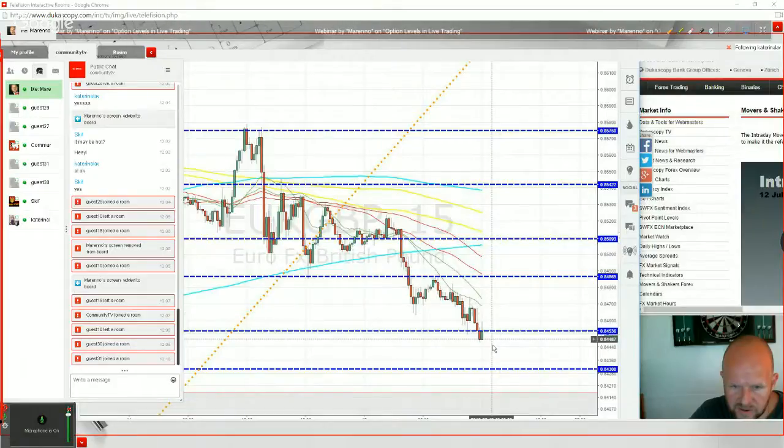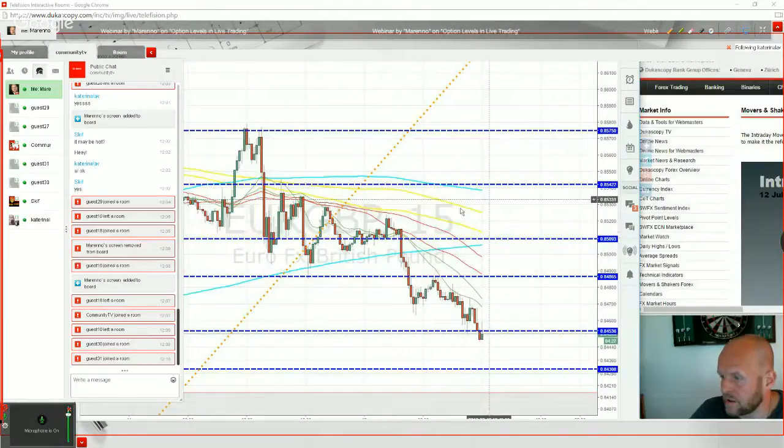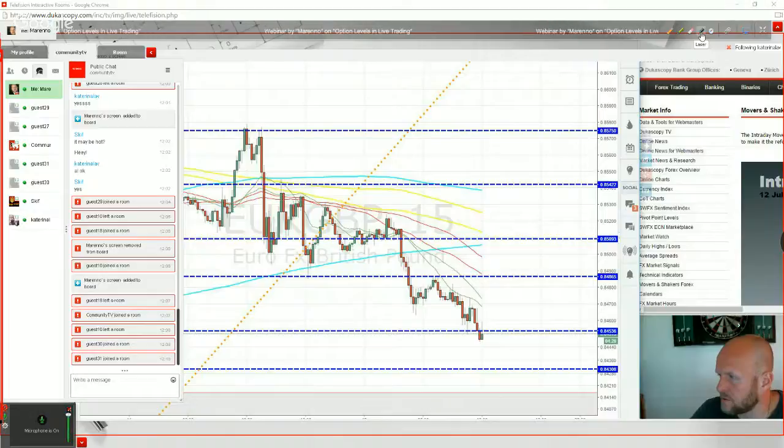Again, if the price bounces off this level and comes back towards 0.84865, then we'll try to sell it from here. That's what it's better to do. Okay, so let's go further.